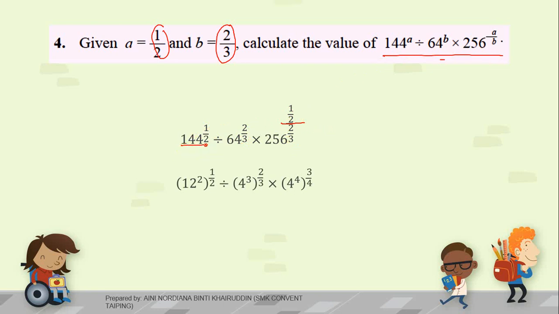Next, 144 change to 12 square, 64 change to 4 cube, 256 change to 4 cube. This one you can use your calculator and then you get 3 over 4. You can pause this video and use your calculator to calculate this. Next, cancel out 2, then you get 12. Cancel out 3, then 4 cube. Cancel out 4 cube. This one 4 square. So you can use your calculator and you'll get this answer.